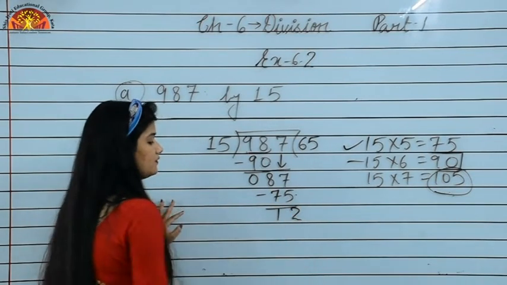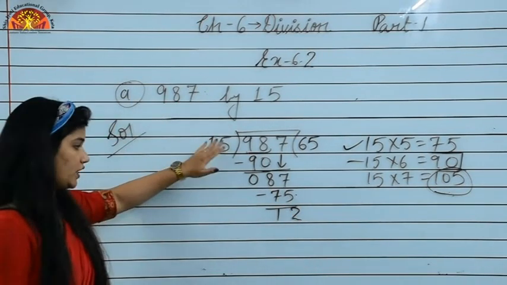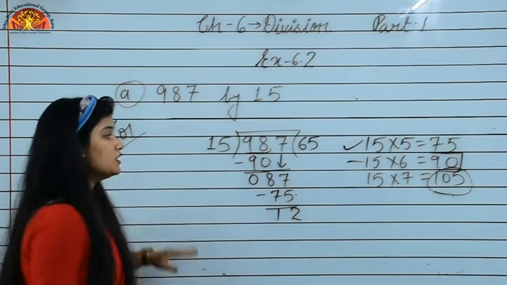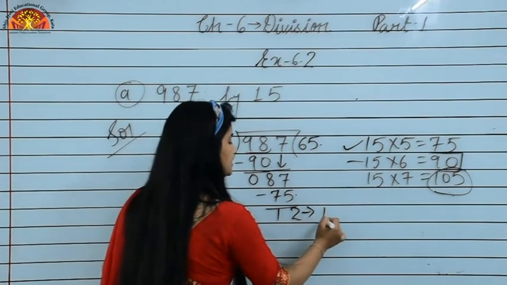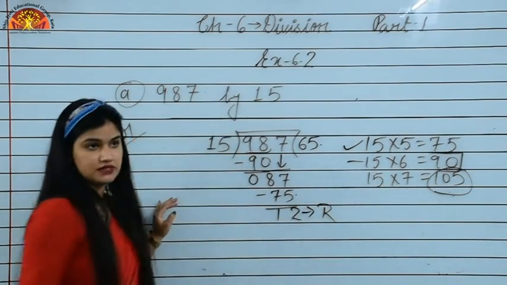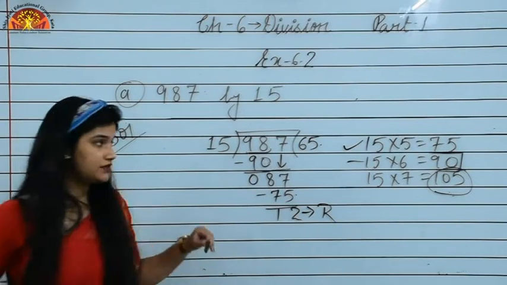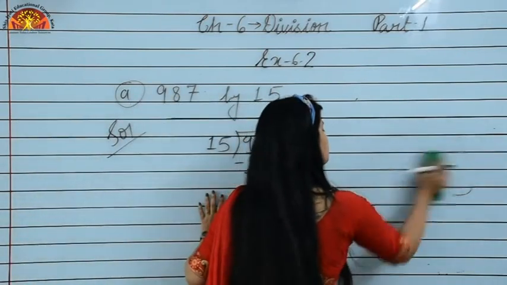Now this 12 is smaller than 15. Now we are not able to divide this anymore. So now quotient is 65 and the remainder is 12. This is divisor and this number is dividend. Now we have to check this answer.